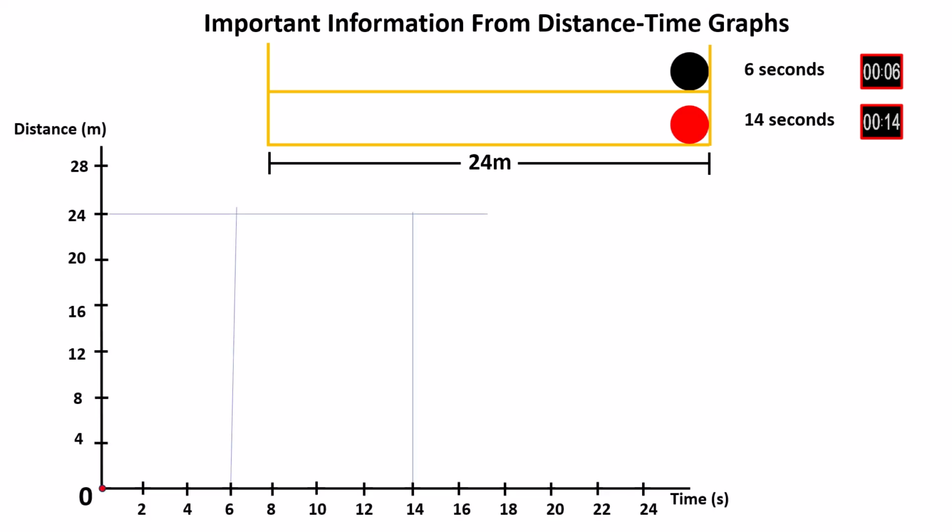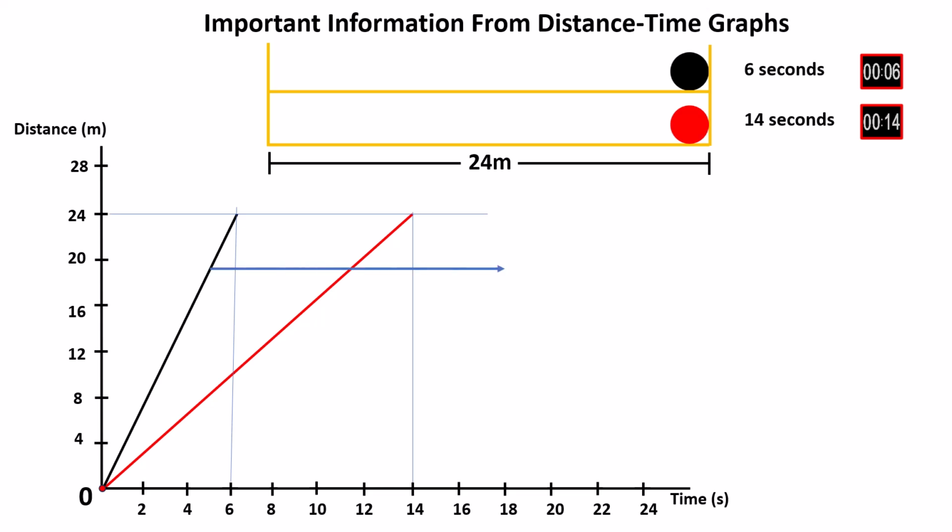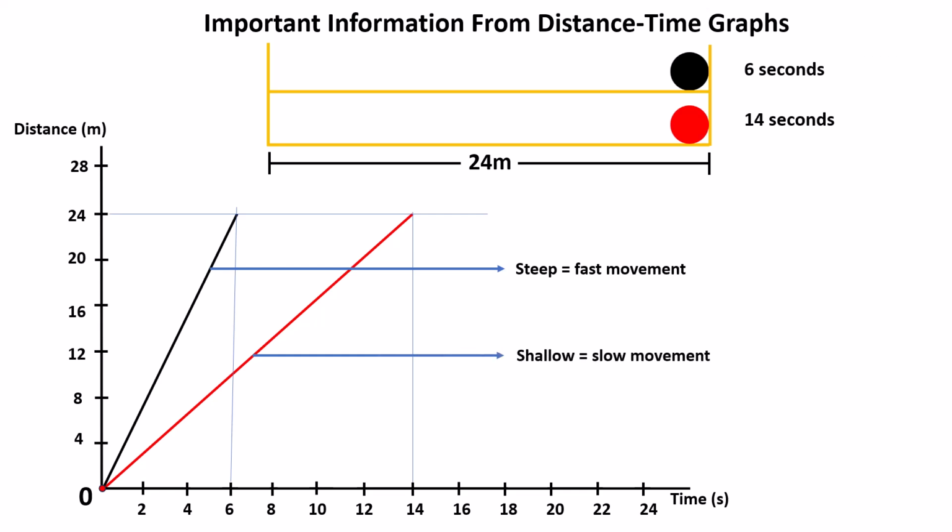Let's plot the movement of these balls on the same distance time graph and see the difference. The black ball covered a distance of 24 meters in 6 seconds. The red covered the same 24 meters in 14 seconds. From the graph, it is obvious the line representing the black ball is steeper than that representing the red. What does this mean in distance time graphs? The steeper the line, the faster the movement.